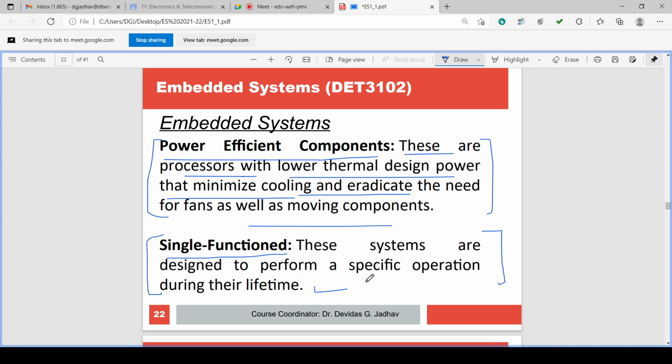So these are some of the characteristics. Okay, single functioning is there. Whatever, once the machine is made, that machine will function for a single purpose. Okay, single function.